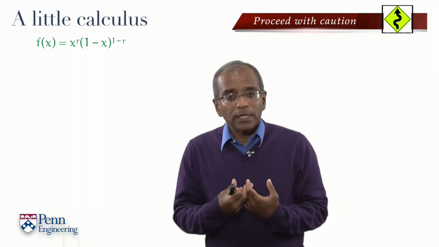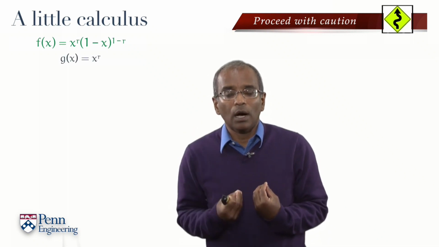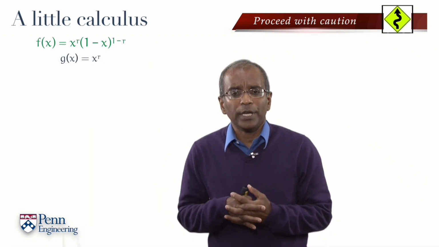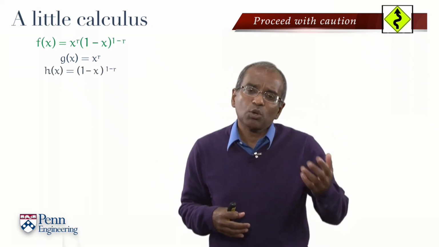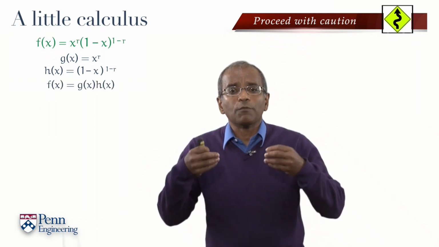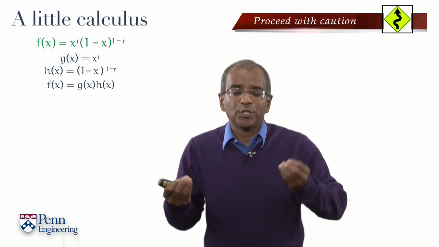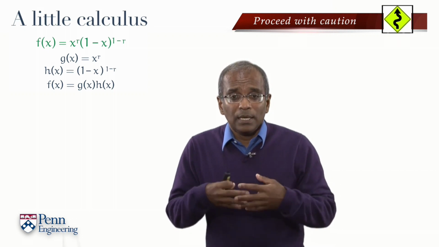On the right-hand side, you observe that we really have the product of two functions: a function x to the power r, let's call that g of x temporarily, and a function (1 minus x) to the power 1 minus r, let's call that h of x. So f of x is a product of two functions, g of x and h of x. I want to maximize f.